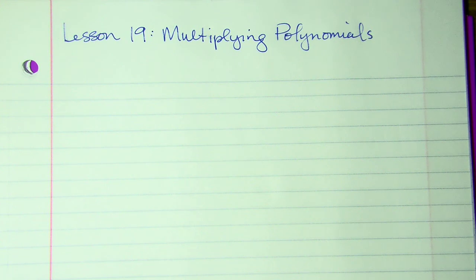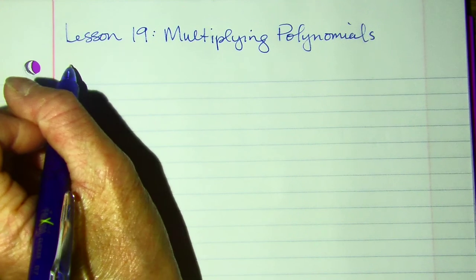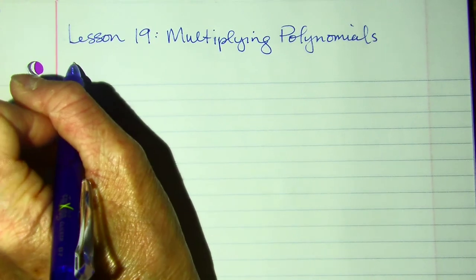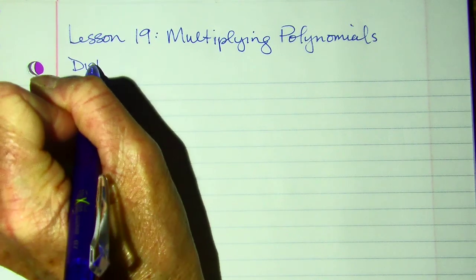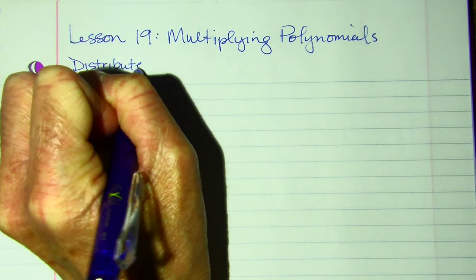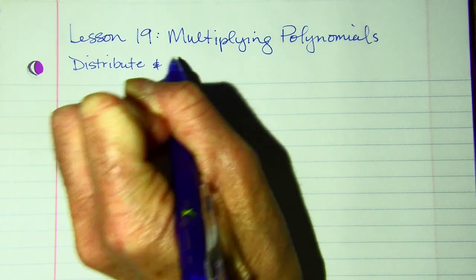So 19 is a simple topic, and you probably already know how to do it from Algebra 1. But it is multiplying polynomials. And so the method that I use is just to simply distribute and combine like terms.